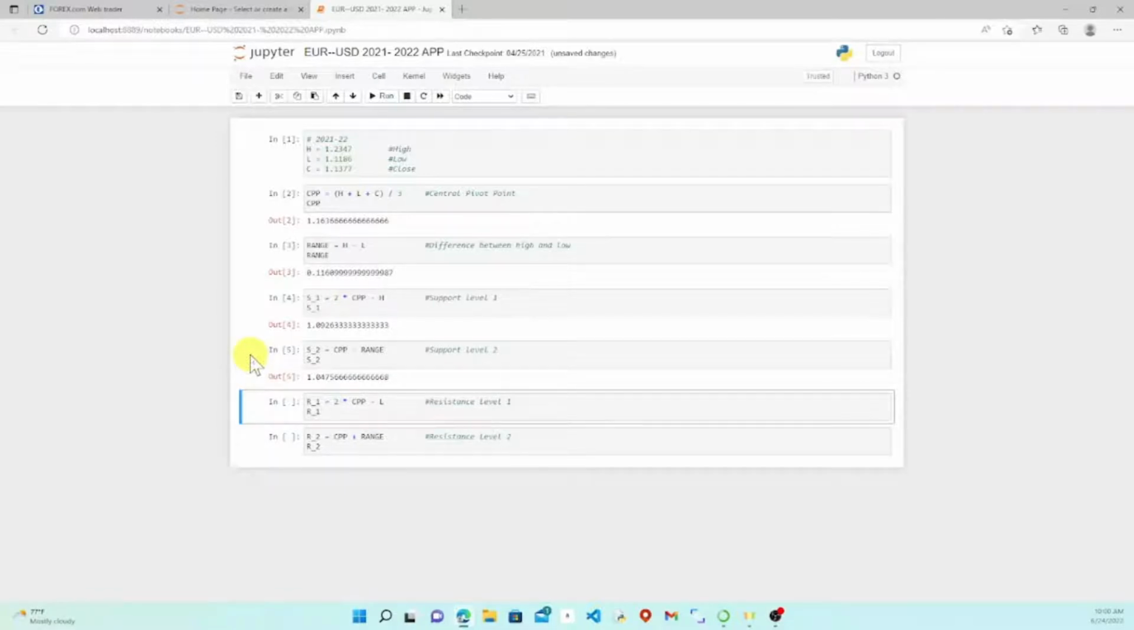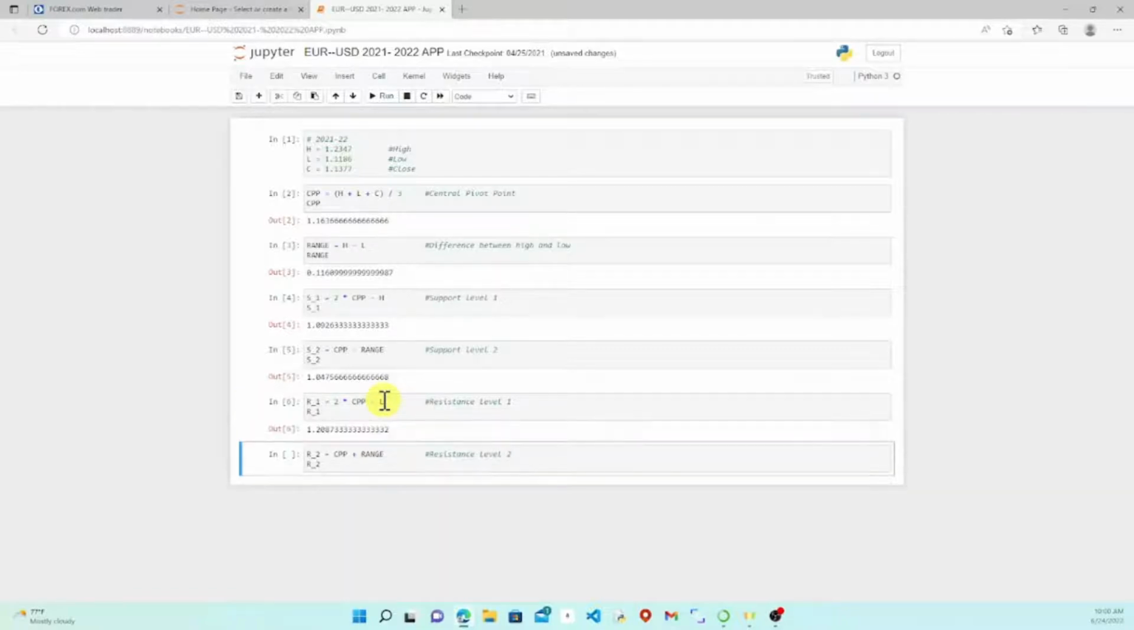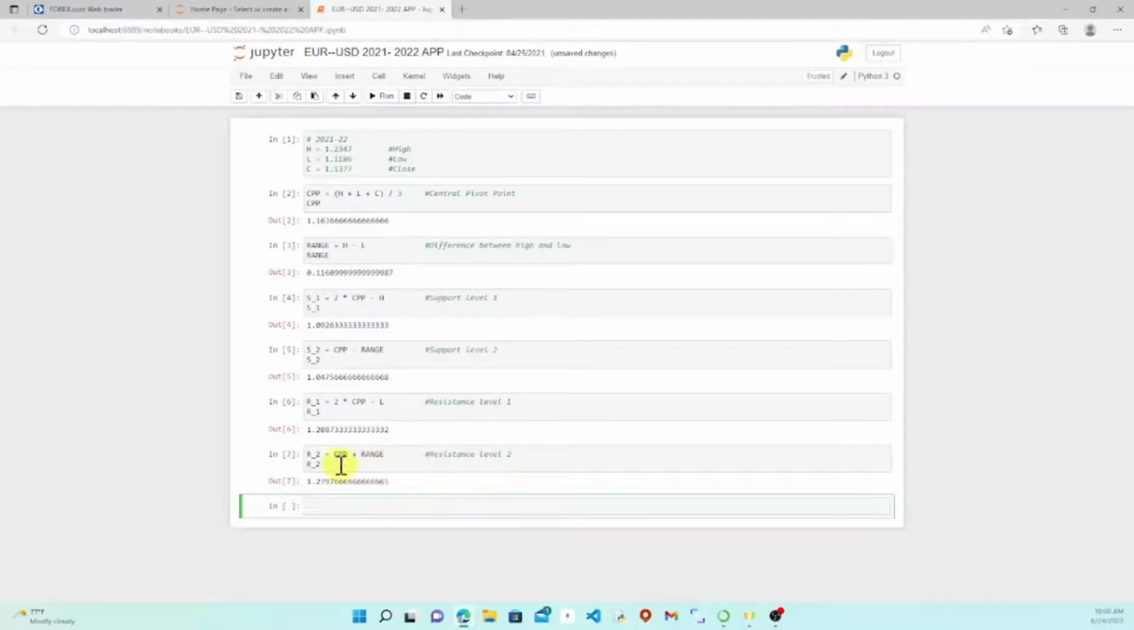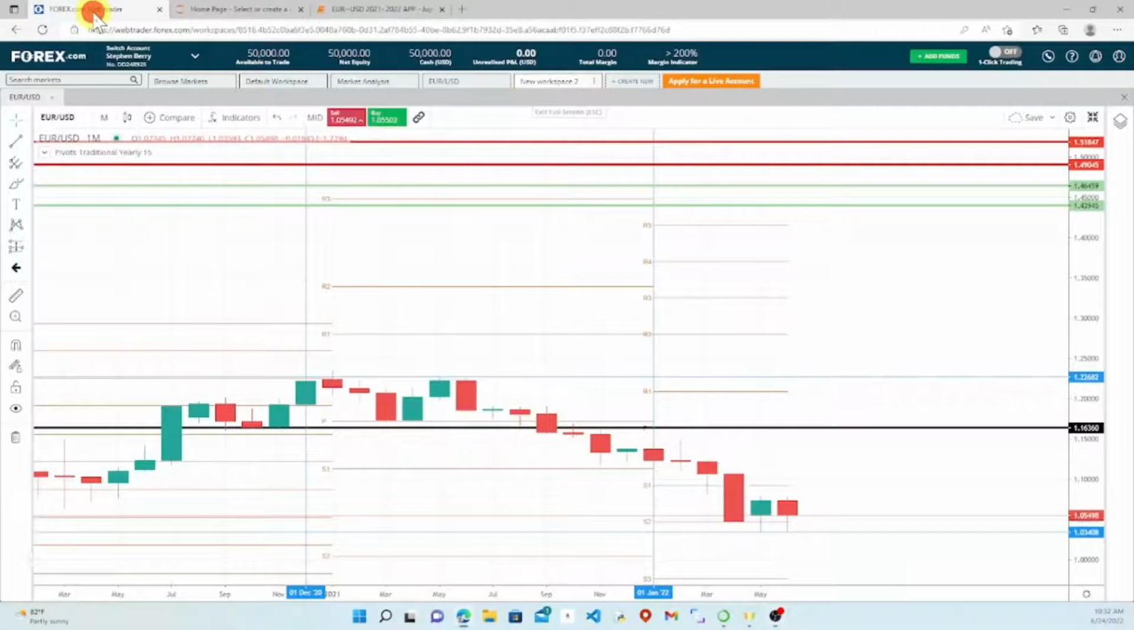And now our resistance levels are basically very similar. R1 is 2 times the central minus the low here instead of the high. Okay, do that. And then R2, resistance 2, is the central pivot plus the range. Okay, and we'll run that. All right, so now we've got all our prices here. Okay, and then we can take those to the charts and mark them on the chart, and we'll go there next.